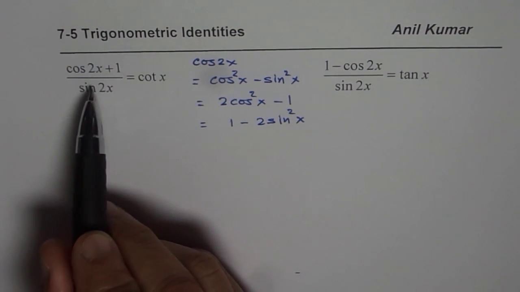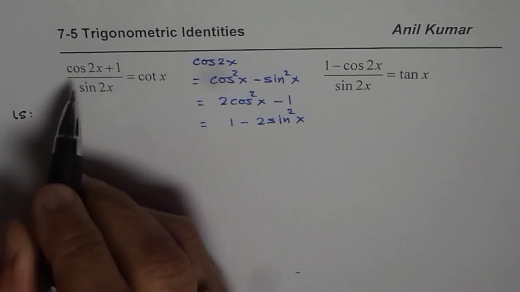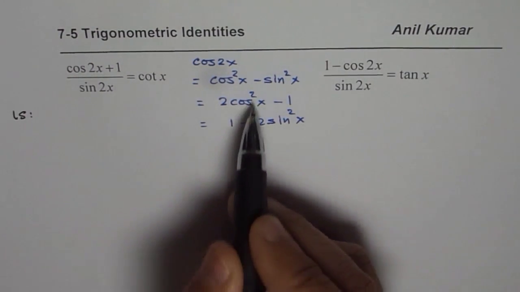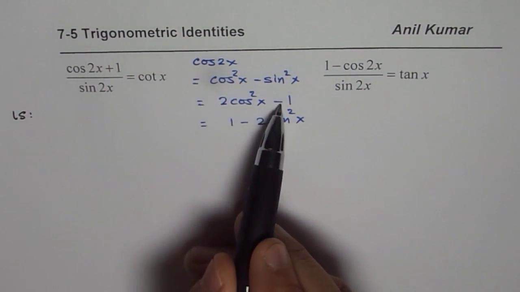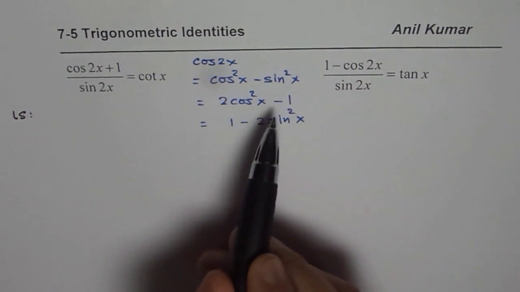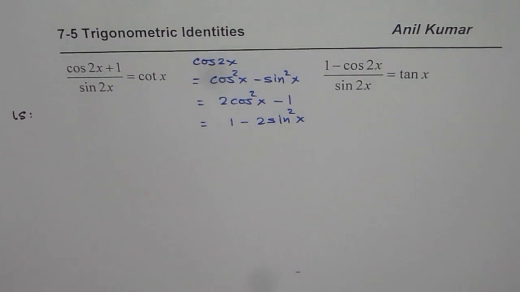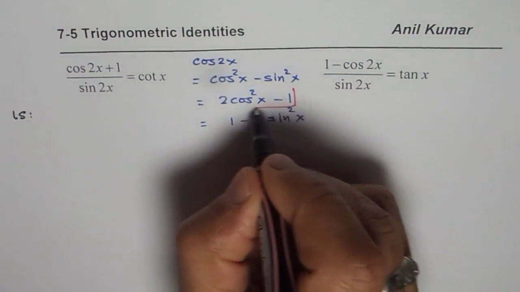Let's analyze the very first one. So the left side here is cos 2x plus 1. You get the idea. So which one should I use? If I use 2 cos square x minus 1 instead of cos 2x, then minus 1 plus 1 becomes 0. So this is the most effective formula to be applied. Do you see that? So here we will use this particular formula.